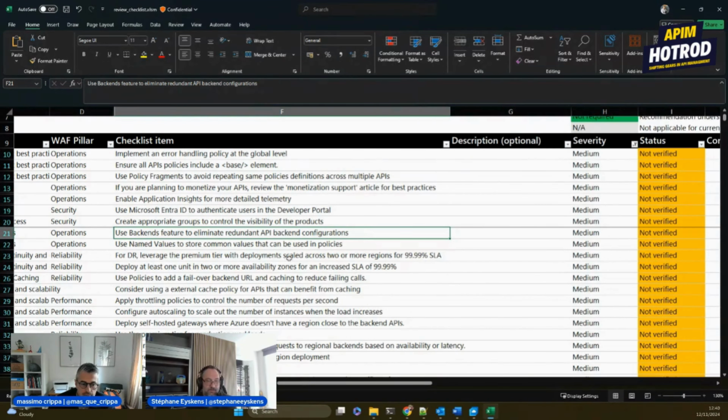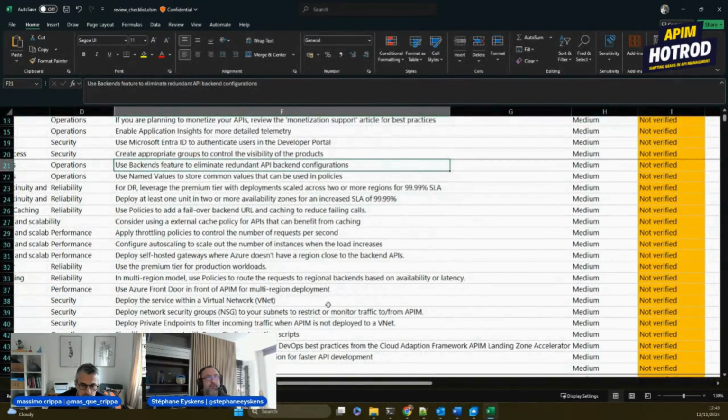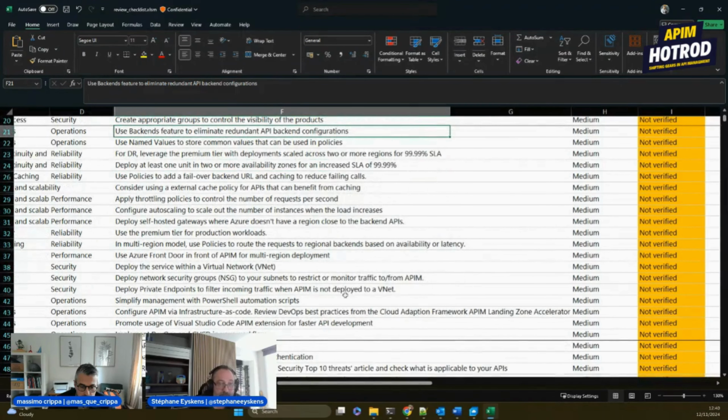Yeah, indeed. Named value is a bit the same. I don't think it was there from day one either. I think it came after, but it's been there for quite a while. Maybe one that is interesting is the DR one, leverage premium. Maybe just one comment on this one. Yes, the line for leverage premium tier with deployment scaled across two or more regions.